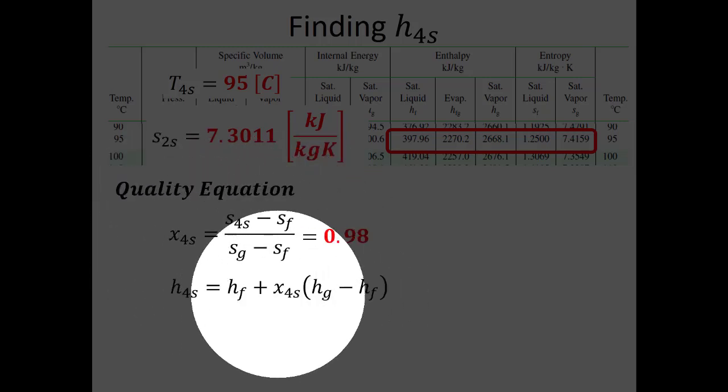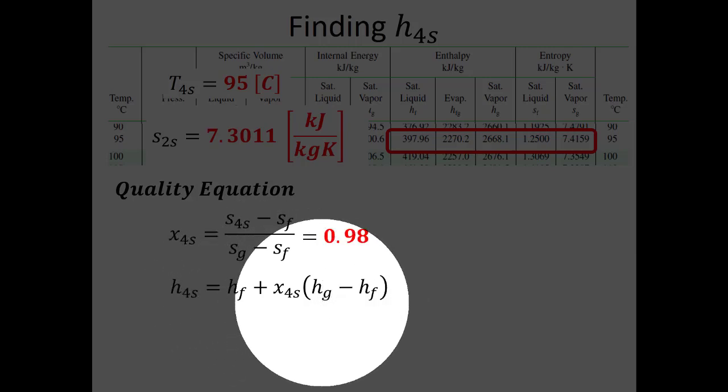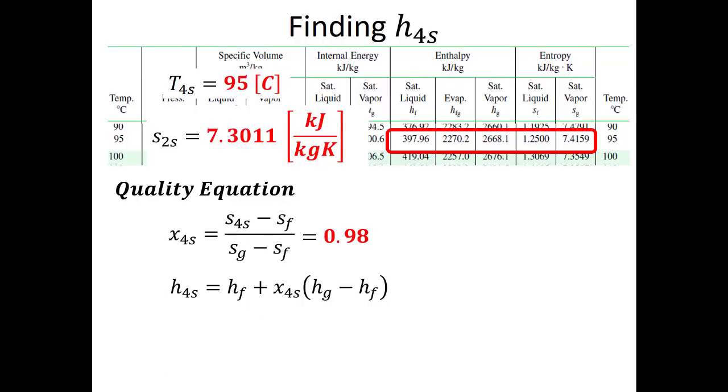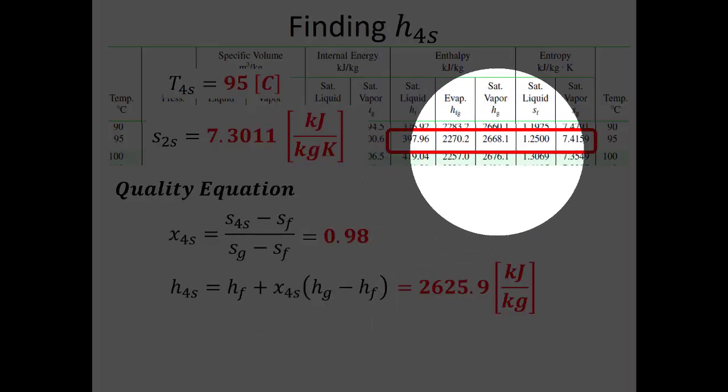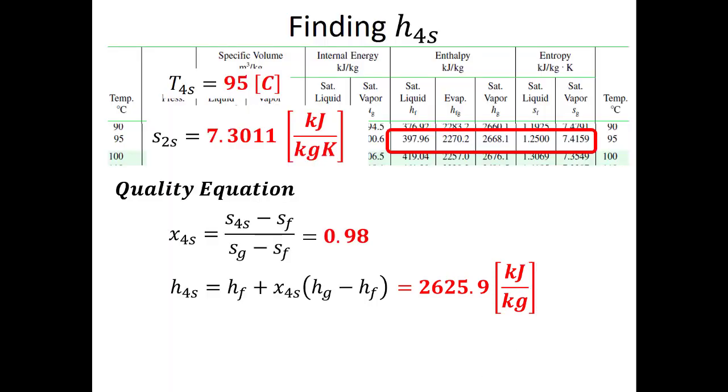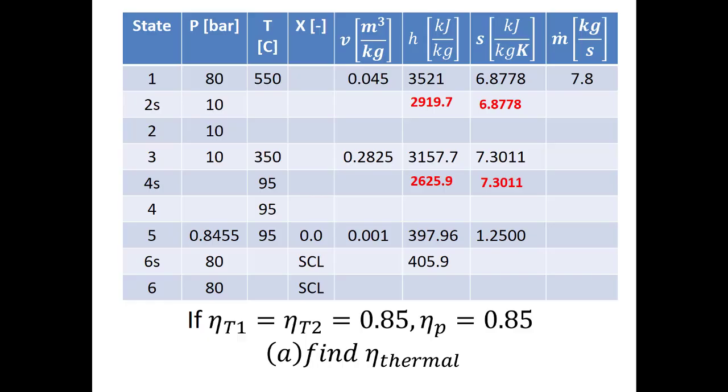But now when I have all these H's, I only know HF and HG. But now I know X4S. So the only thing I don't know here is H4S, or the specific enthalpy of the isentropic outlet of the low pressure turbine, right? Which is a bit of a mouthful. But the math here is hopefully not too bad. And I see that H4S is very close to HG because my quality is pretty high. So here I'm feeling pretty good. I have the isentropic outlets of both turbines.